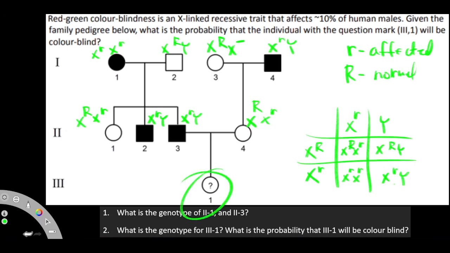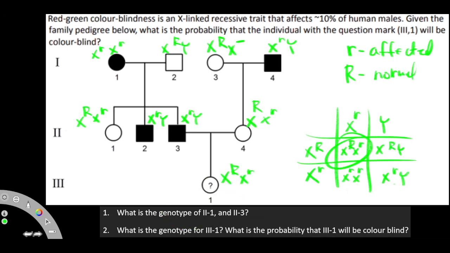So again, this is the female, right? So it could be this female or this female chance. Obviously, you can only use this one because this is the only normal phenotype. This one is going to be affected. And as you can see over here, it's not shaded in. So it has to be that one. So this is X to the big R, X to the small r.